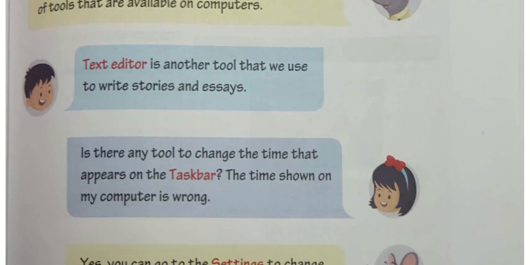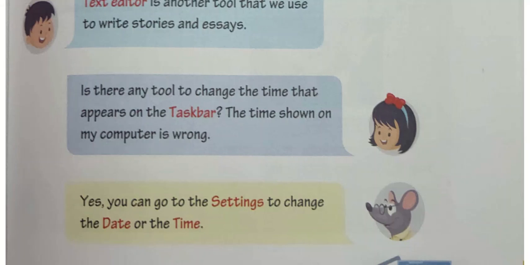into the computer. Then Jyoti, is there any tool to change the time that appears on the taskbar? The time shown on my computer is wrong. Now what is the taskbar? This is the lower ribbon that appears at the bottom of your monitor screen. On the screen you can see that the last line or the last ribbon near the end of the monitor screen is known as the taskbar.